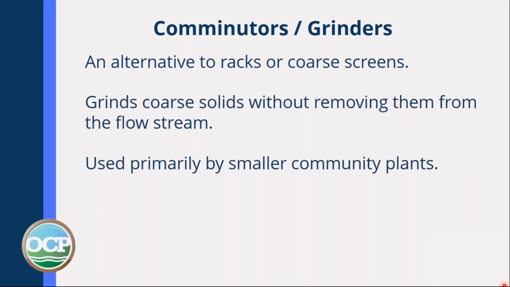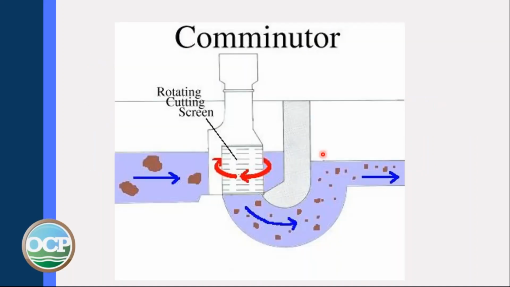They can grind things up, but they don't necessarily remove everything from the flow stream. They can be used by smaller community plants to remove large items from the process. Here is an example of it. Here are the cutting heads, and as they revolve at high speed, everything large is broken up and can be treated later.